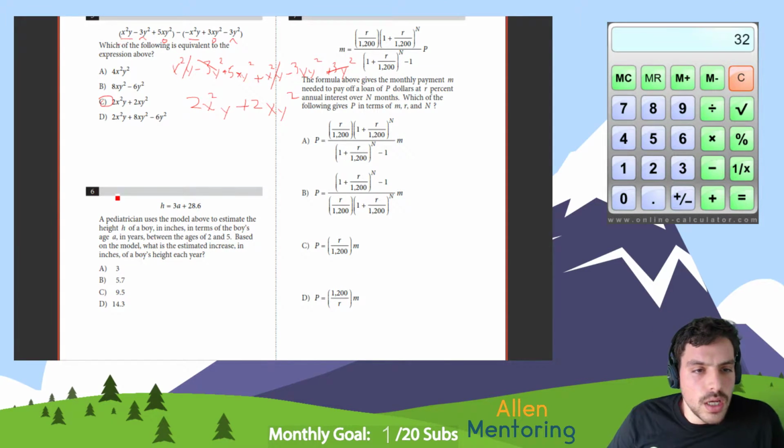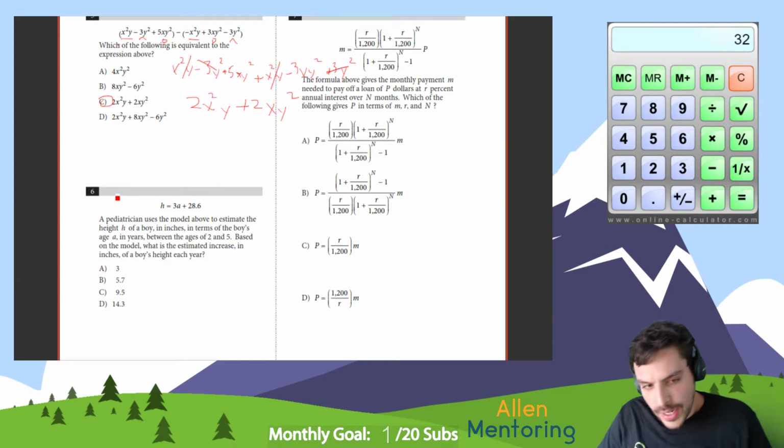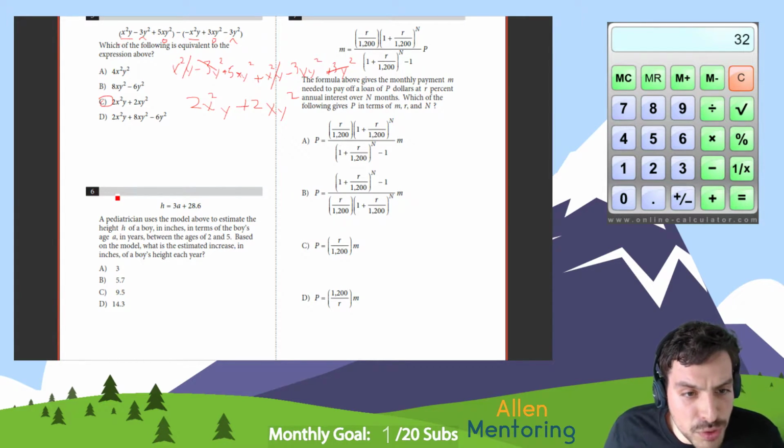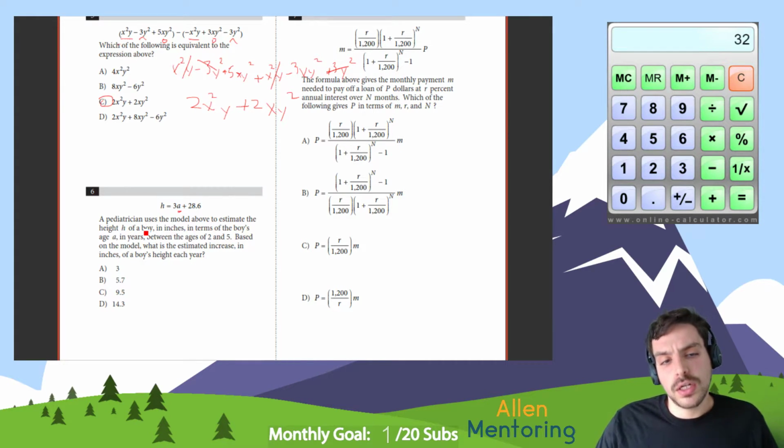Number 6. A pediatrician uses the model above to estimate the height h of a boy in inches in terms of the boy's age, a, in years, between the ages 2 and 5. Based on the model, what is the estimated increase in inches of a boy's height each year? Okay, so what is really going on in this model? Well, we see that a is years, okay? So every year, right, boys can get a little taller. But the question is, by how much taller is he going to get?